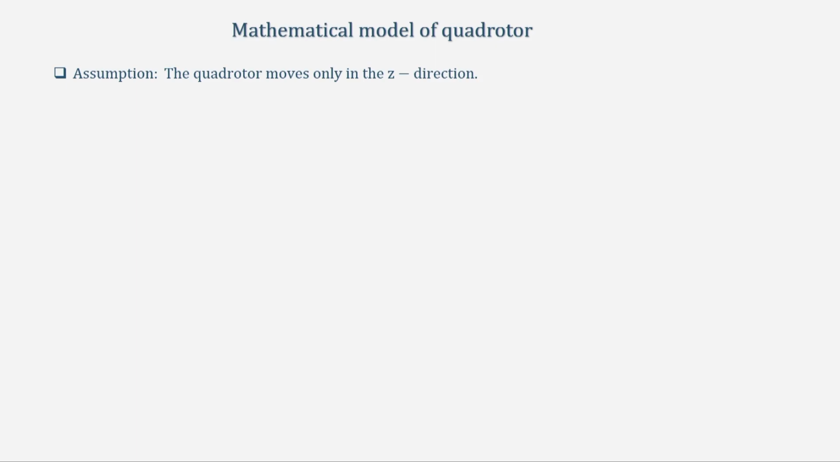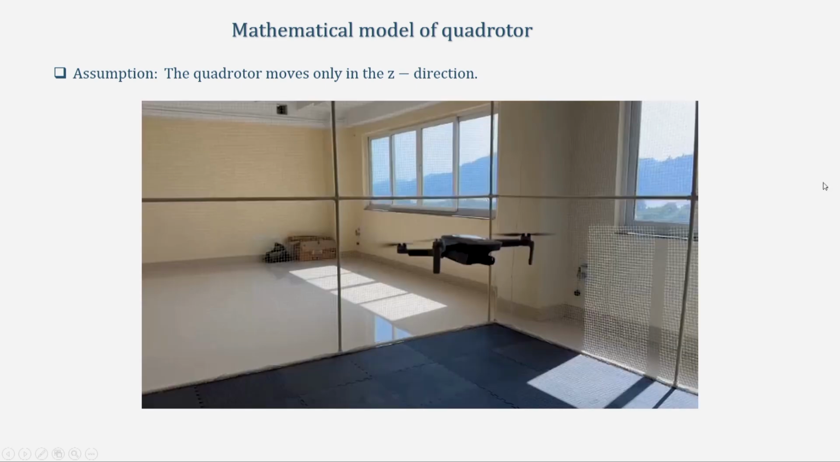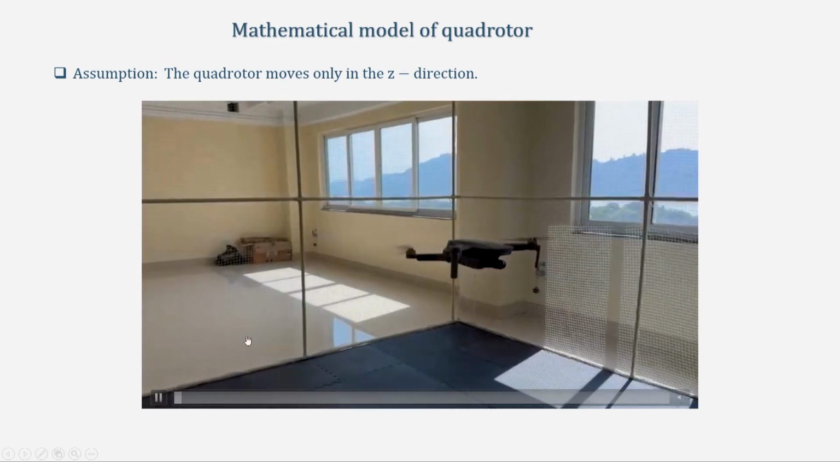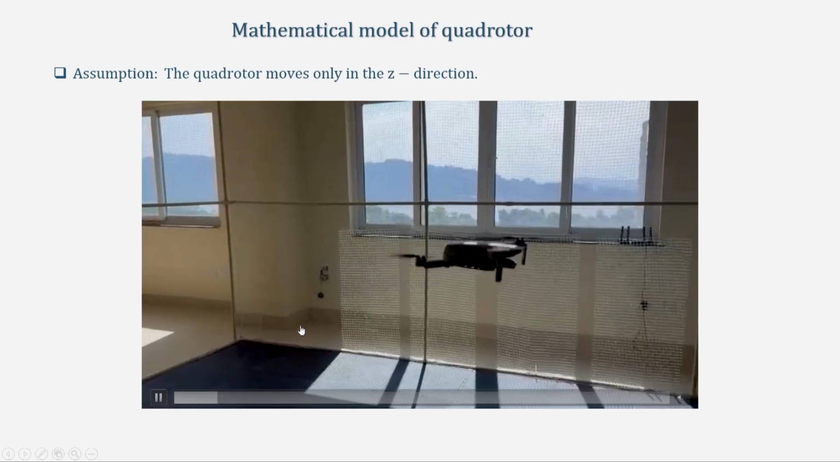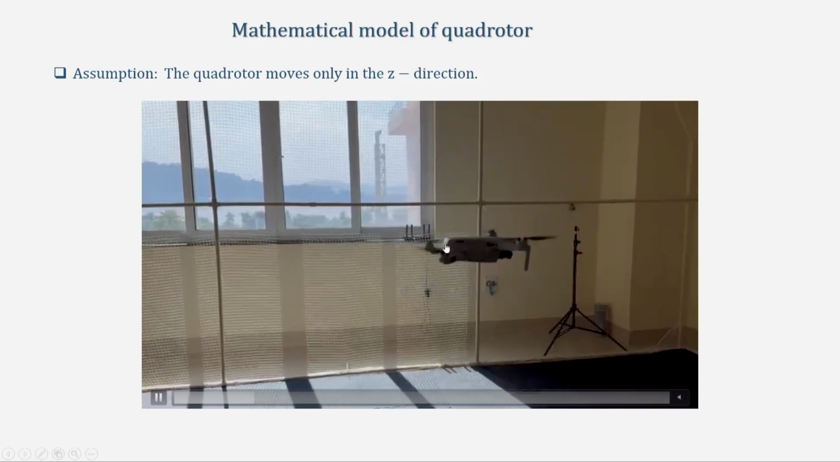We are basically simplifying the system. The reason for that is, if we simplify the system, it will be easier for us to understand the concepts, and as we go along in this course I will keep on relaxing these assumptions. So the assumption that we have in this case is that the quadrotor moves only in z direction. So here is a quadrotor which is hovering at a particular altitude.